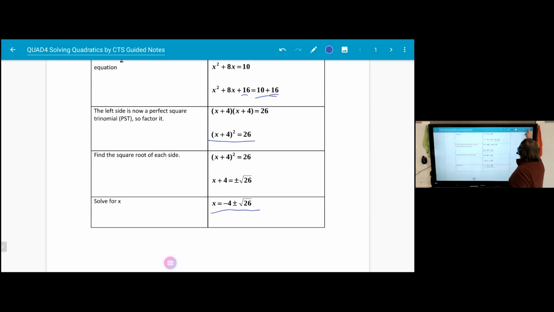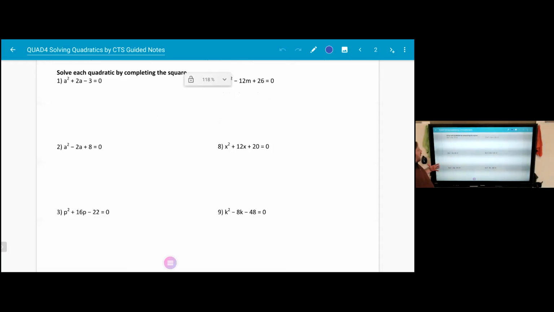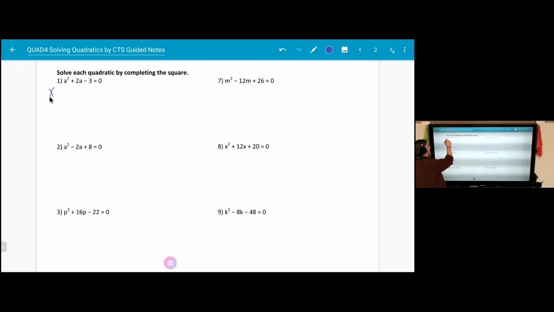Okay, let's go to the next page. We're going to solve each quadratic by completing the square. In other words, I'm going to get my squared term and my term with just a plain variable on one side, and the constant on the other side. I'm going to turn this into a squared plus 2a equals 3.